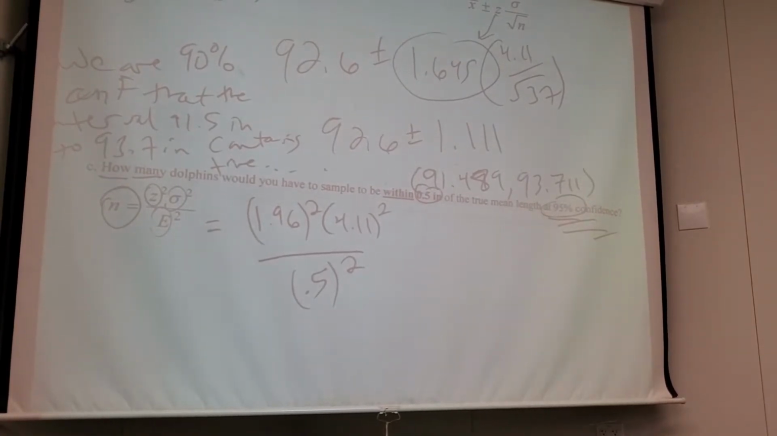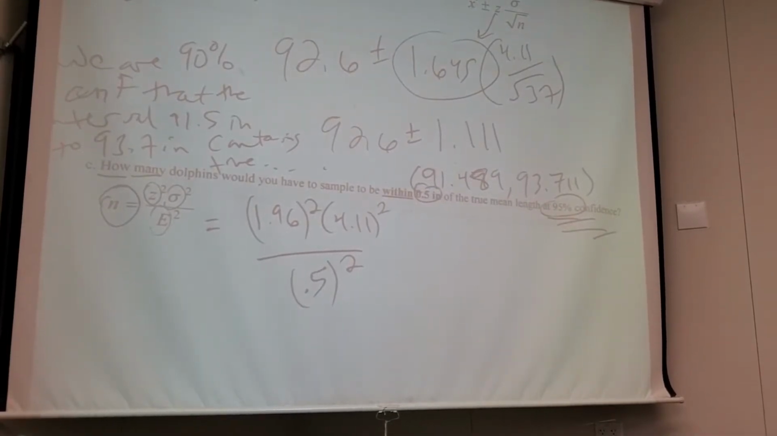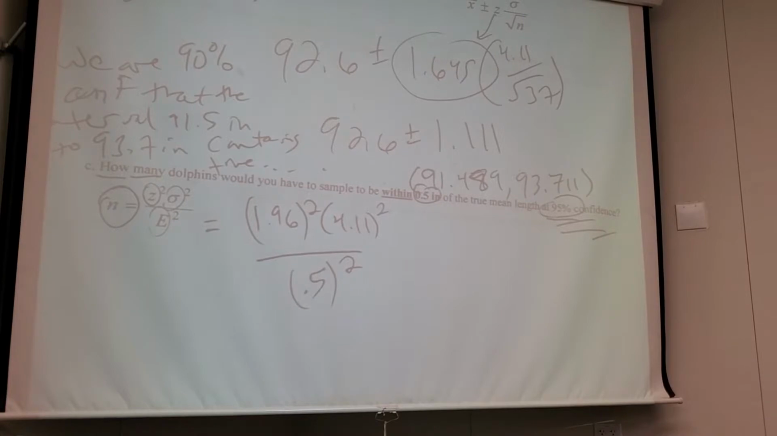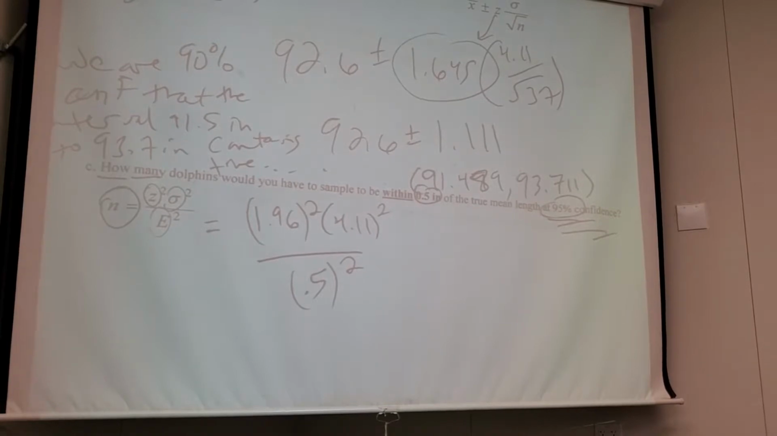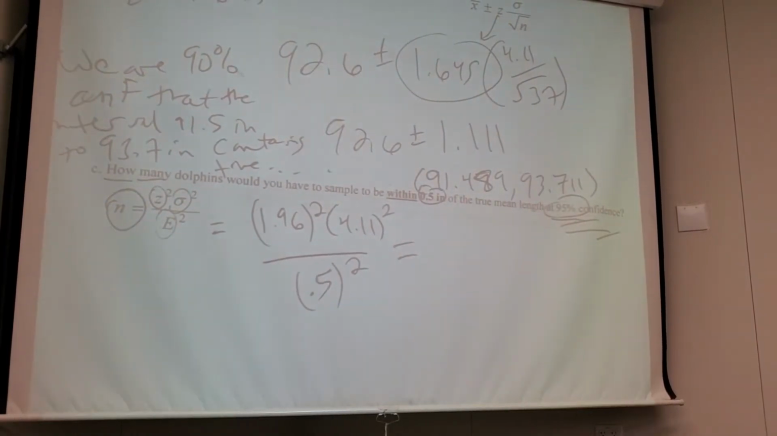So that you can see why I call it a feasibility study. If this comes out to be 18 billion, I doubt there are 18 billion dolphins, so that's not feasible, right? But if it comes out to be 100, maybe we could do that. Maybe we can go sample some more dolphins, get 100 total. That's why I call it feasibility. It's feasible to try to get the error down to this much. And then let's see what we get.